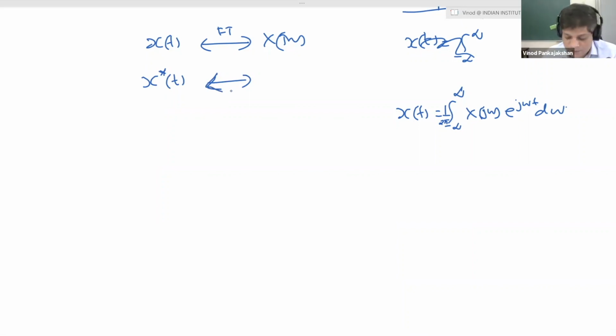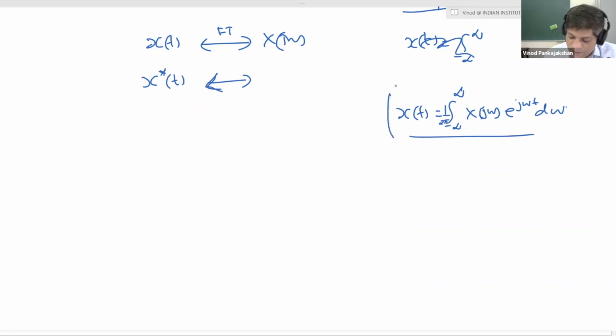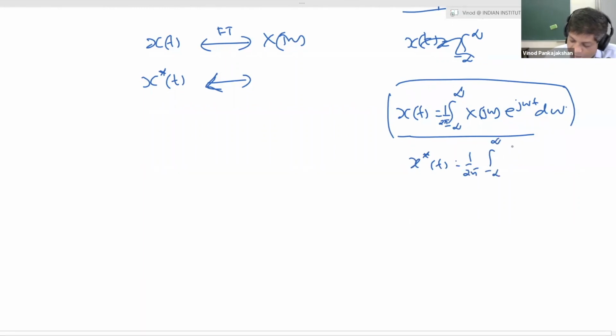Can you tell me, from this integral, how you can get this property? If you take the complex conjugate on both sides, what is that expression? X star t is what? 1 upon 2 pi integral from minus infinity to infinity x star j omega e to the power minus j omega t d omega, isn't it? Taking the conjugate on both sides.